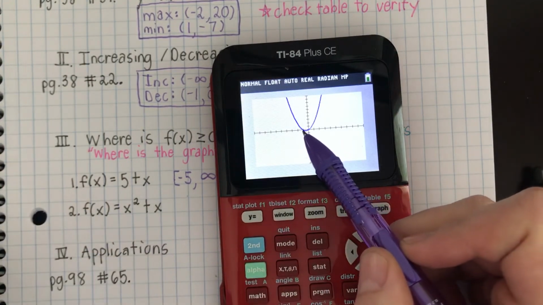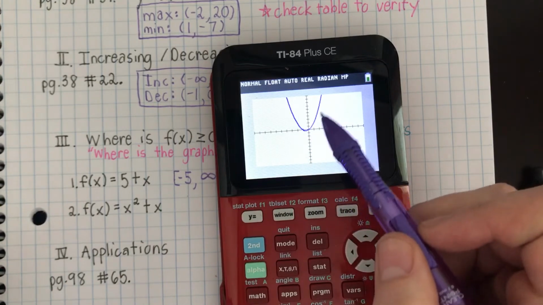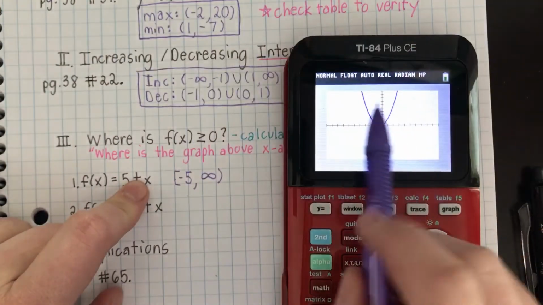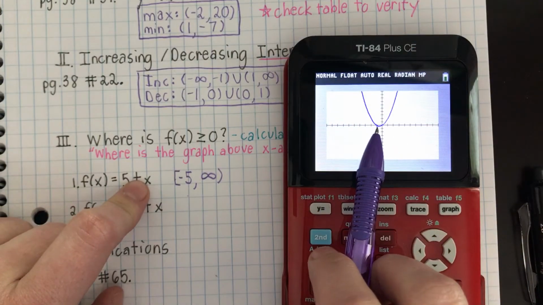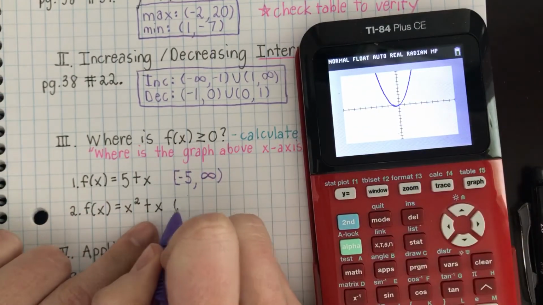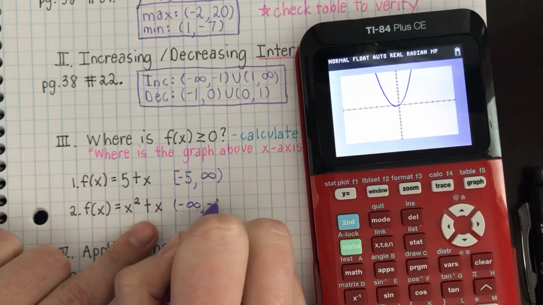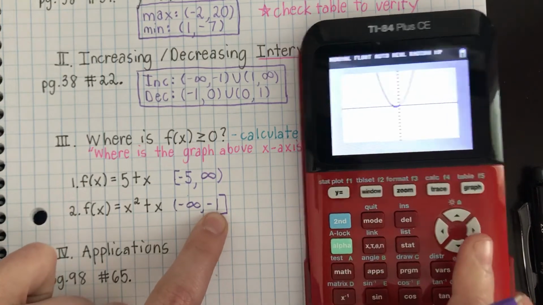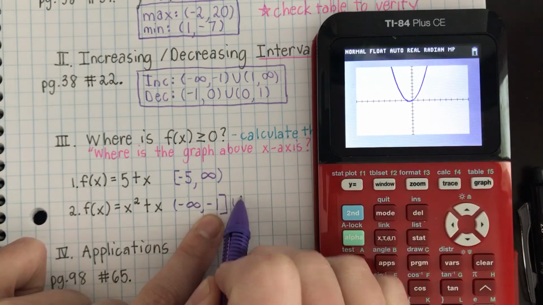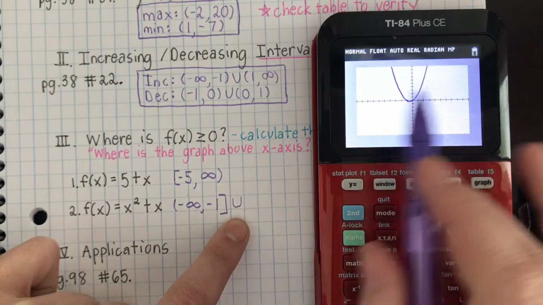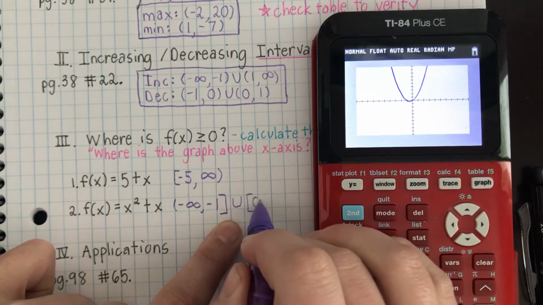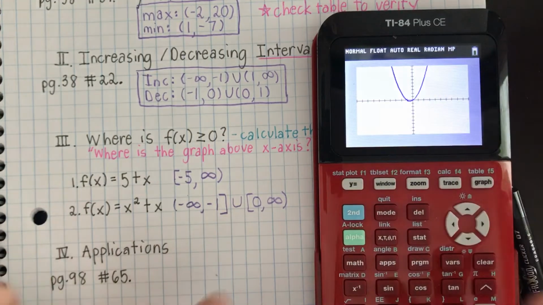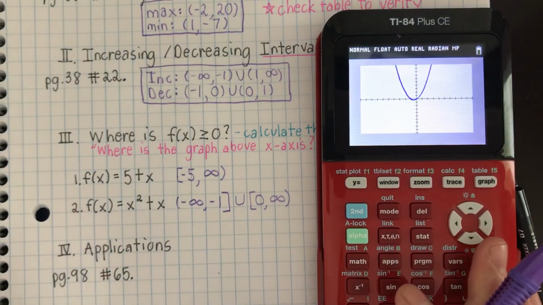So where is this graph above or equal to the x-axis? Well, if I'm reading the graph left to right, from negative infinity to negative 1, including negative 1 because my y value is exactly 0 at that point, and also from 0, the x value of 0, to infinity. Those are the places where my graph is above the x-axis.